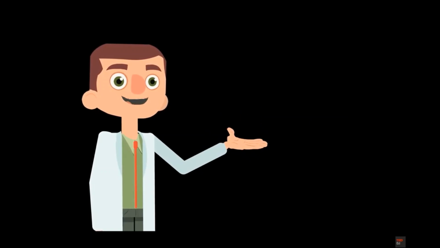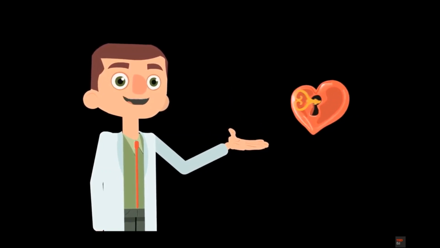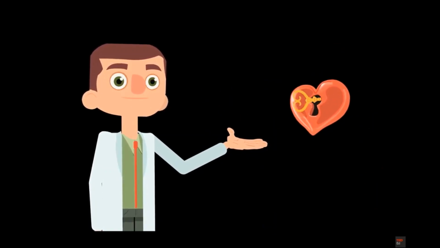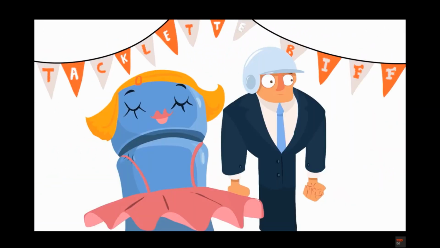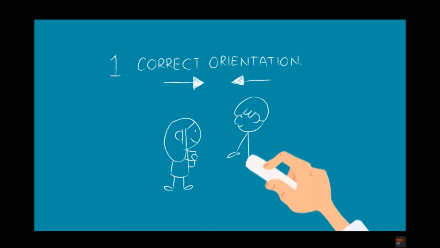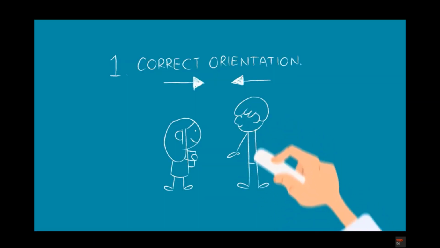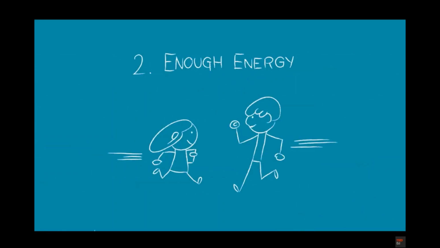So as we can see from this example, the key to getting a date for the dance is to collide with someone and knock the books out of their hands. Now you're probably already aware that not all collisions lead to dates for the dance, thankfully. The collisions must have 2 important characteristics. 1, correct orientation that allows books to be knocked from one's hands, and 2, enough energy to knock the books out.